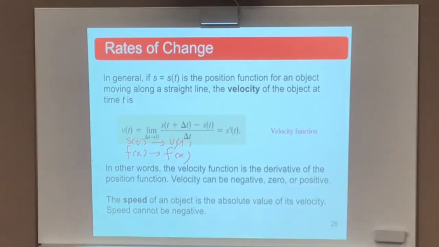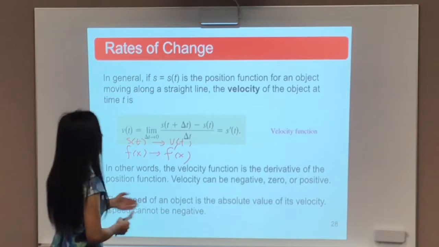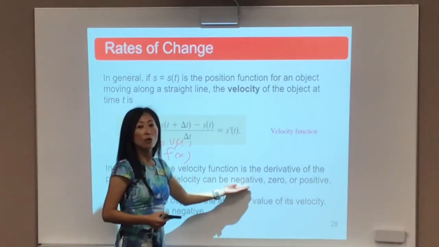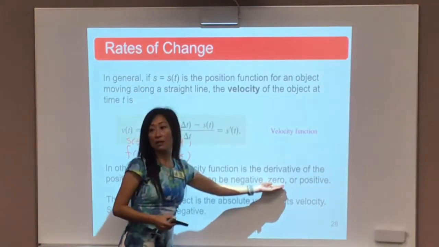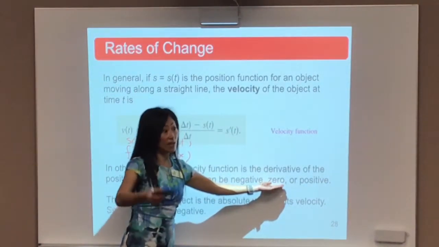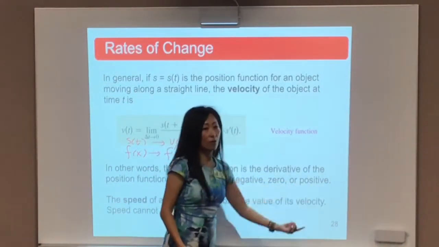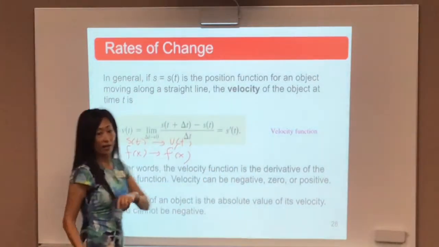Velocity can be negative, 0, or what? Positive. So if it's negative, it means what? Going left or going down. 0 means what? It does not move, right? It's a horizontal line, that's right. What does positive mean? Going upward or going to the right. Okay.